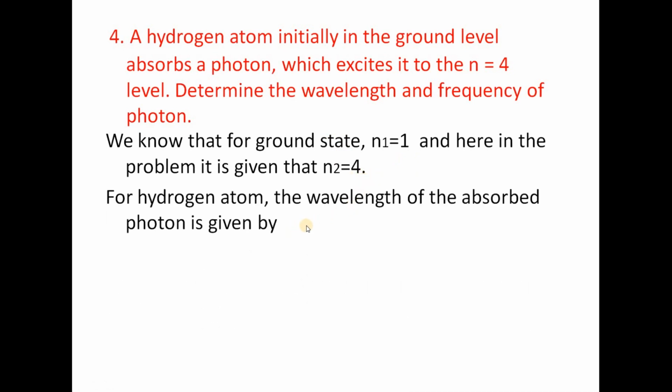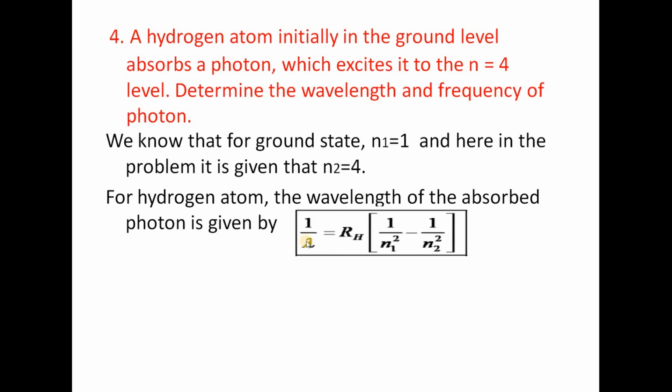Now for hydrogen atom, the wavelength of the absorbed photon is given by this formula. This formula we already derived. 1 by lambda is equal to R_H into 1 by n1 square minus 1 by n2 square. Here R_H is nothing but the Rydberg constant. Its value is 1.097 into 10 power 7 per meter. And in this problem, n1 is equal to 1 and n2 is equal to 4.